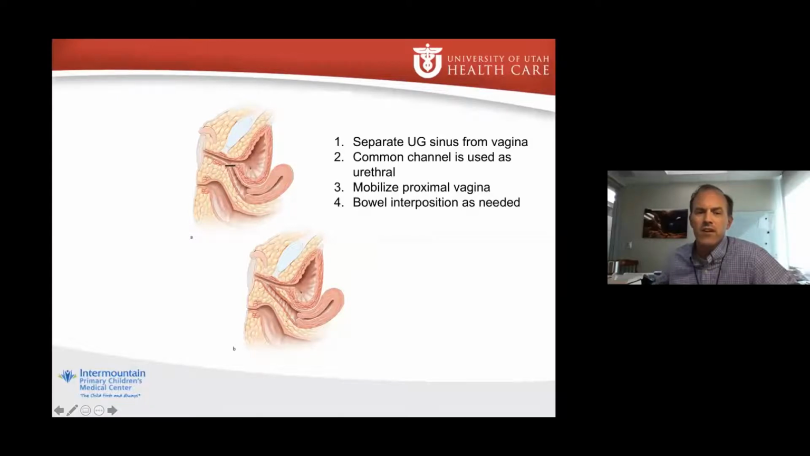Then you have to mobilize that vagina and either bring it down to the perineum here or create a neovagina with a bowel interposition graft. So that's what you want to do with a short urethra.